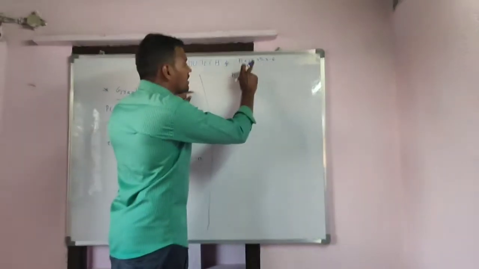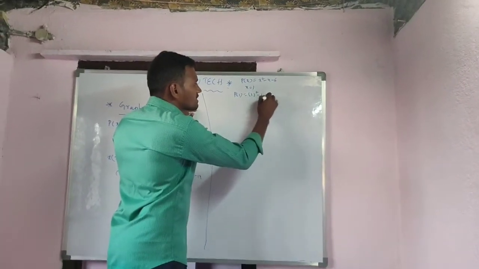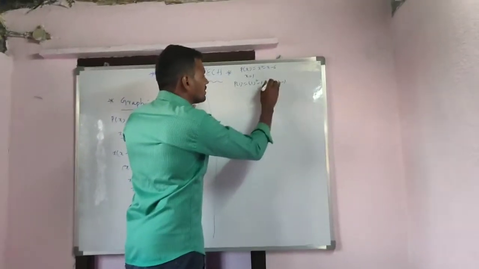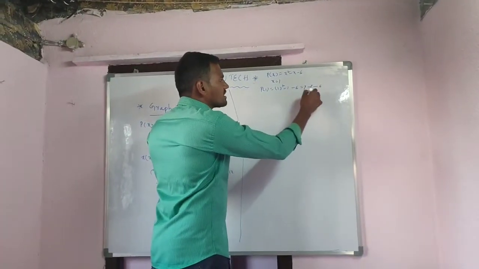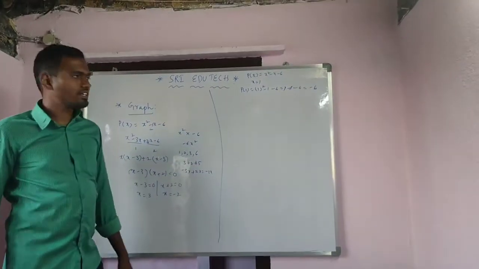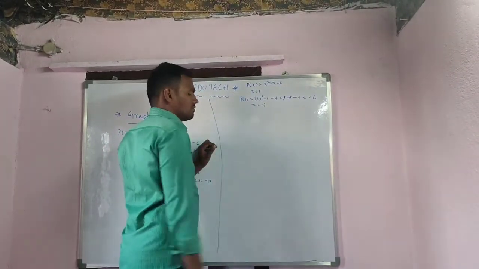x means 1. So 1 square minus 1 minus 6. So 1 square means 1 only, minus 1, then minus 6. Plus 1 minus 1 gets cancelled, the remaining is minus 6 only. Next, x is equal to minus 1.